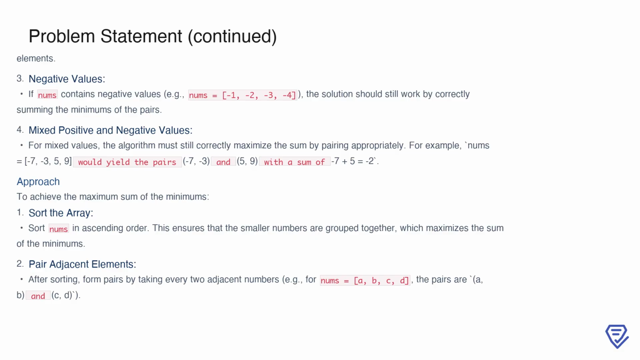When the array contains only negative numbers, for example nums equals [-1, -2, -3, -4], the algorithm still works by pairing and summing the smallest values correctly. Similarly, if the array has mixed positive and negative values, like nums equals [-7, -3, 5, 9], the pairs (-7, -3) and (5, 9) yield a sum of -7 plus 5 equals -2. These cases demonstrate the robustness of the solution and highlight the need for an efficient approach.